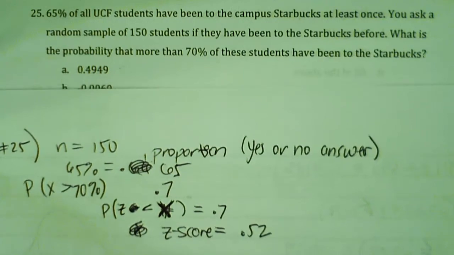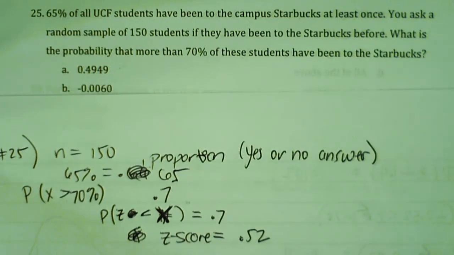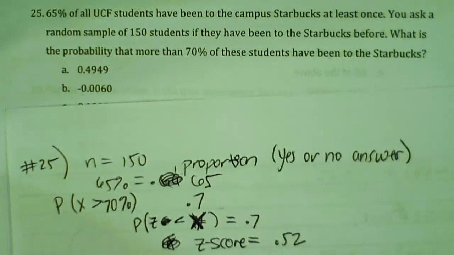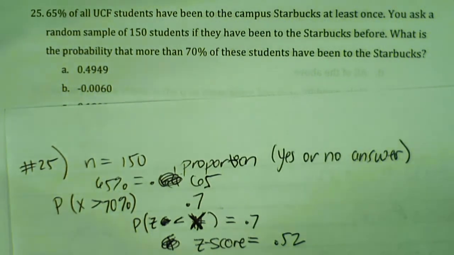Okay, so now what? That's giving you everything less than that, and it's asking for everything more than that. So what do we do? Okay. Of students. So 0.52 is a z-score.